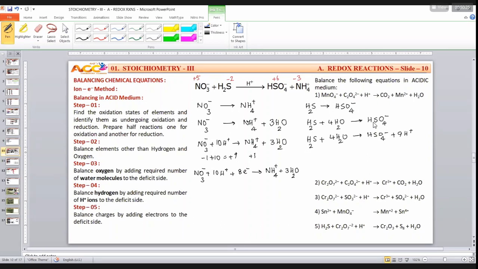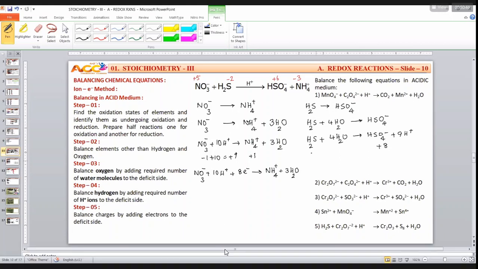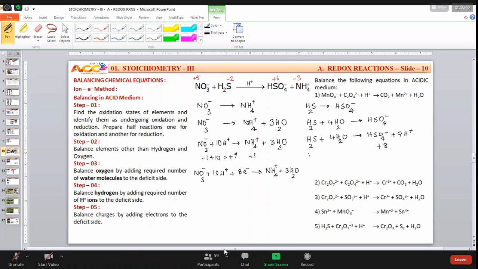2 hydrogens and 4, 8. 10 hydrogens. 1 hydrogen, 9 hydrogens, 10. Sulfur 1 available. Oxygen 4 available. Balanced. Charge 0, 0, 0. Nothing is available here. Here we are having +8. Here we are having 9 plus and 1. So +8. So wherever you are having more positive charge, add it up.